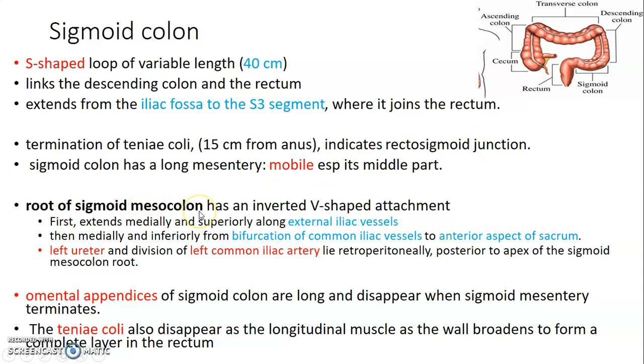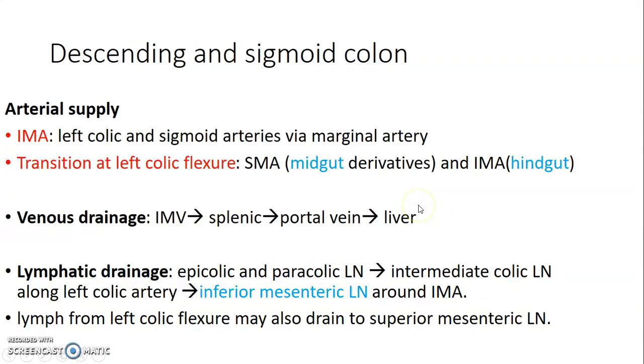The sigmoid mesocolon has an inverted V-shaped root. The root usually extends along the external iliac vessels, then inferior to the bifurcation of the common iliac to the anterior aspect of the sacrum. Okay? The sigmoid colon has omental appendices. These omental appendices usually disappear when the sigmoid mesentery terminates. The taenia coli also disappear as the longitudinal muscle broadens to form the rectum at the rectosigmoid junction.